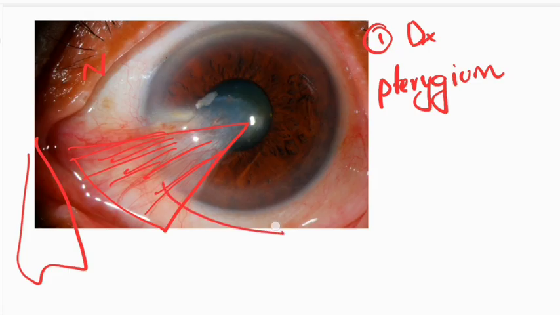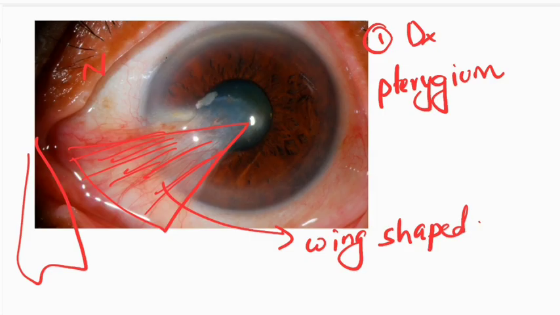So they will describe it as a wing-shaped fleshy tissue growing from the conjunctiva onto the cornea. Why does it happen? It can happen because of sunlight, dust, dry climates. It is most commonly seen on the nasal side, and the patient is going to complain of foreign body sensation, irritation, cosmetic concern.